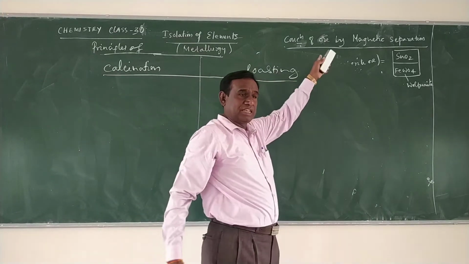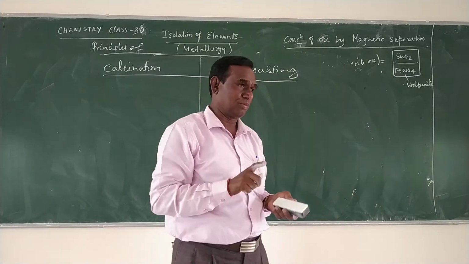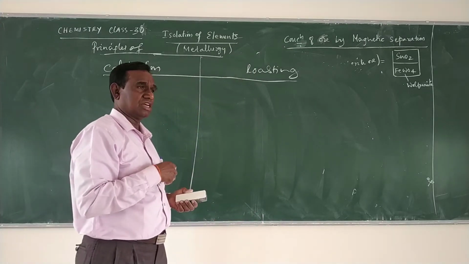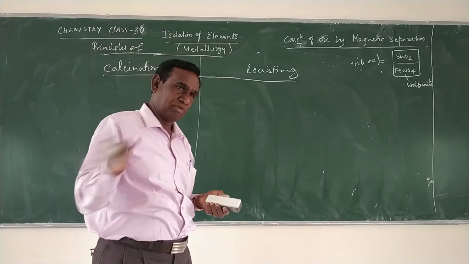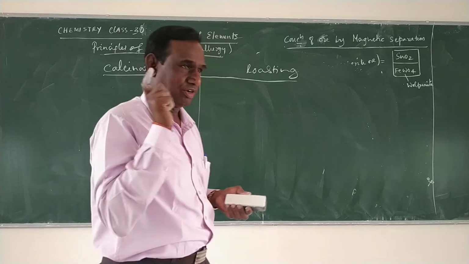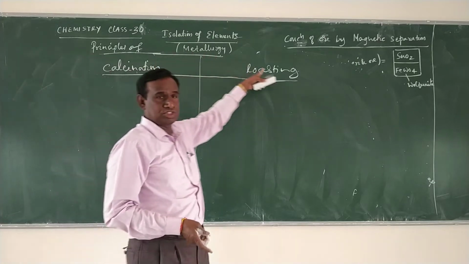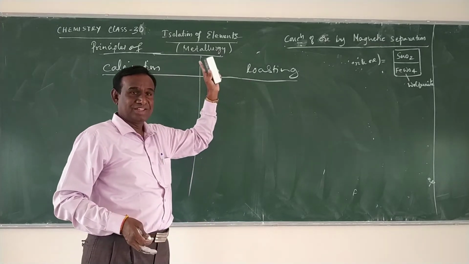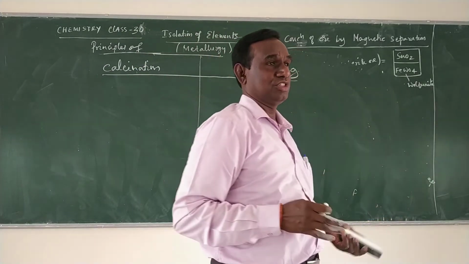After concentration, the ore is called the concentrated ore. You can concentrate it by gravity separation, magnetic separation, or flotation, whatever it may be. Now this concentrated ore is subjected to calcination or roasting, not both. Depending upon the nature of the ore, we select either calcination or roasting.